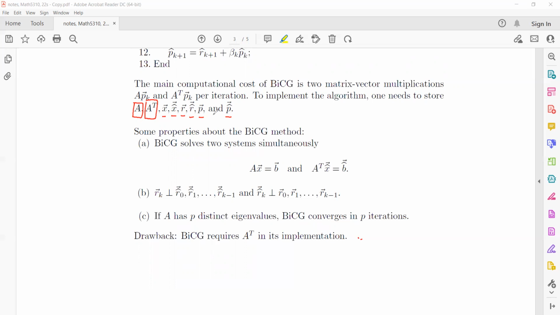Some properties. Number one, BiCG solves two linear systems simultaneously. And also, the residual vectors associated with these linear systems are orthogonal.